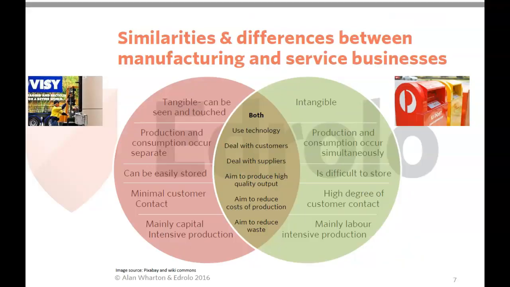Here's similarities and differences between manufacturing and services businesses. And we've got the red circle and the green circle. They're essentially what we've covered on our previous slides. So we've got the manufacturing organisation being the red circle, being tangible, production and consumption occur separately, can be easily stored, minimal customer contact, and mainly capital intensive production.